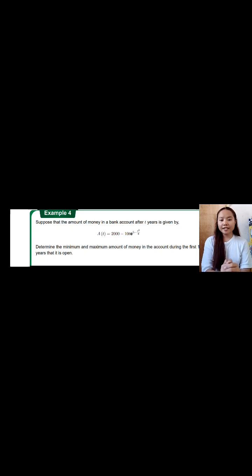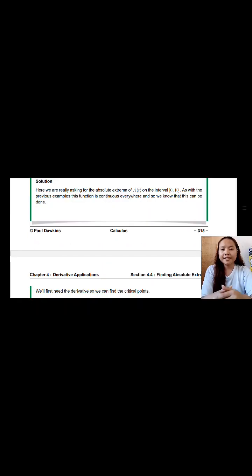So, now let's do some examples. Since we are assigned example number 4, which is on page 315, here is the example. Suppose that the amount of money in a bank account after t years is given by A of t equals 2,000 minus 10 times t times e raised to 5 minus t squared over 8. Determine the minimum and maximum amount of money in the account during the first 10 years that it is open. So here is the solution.